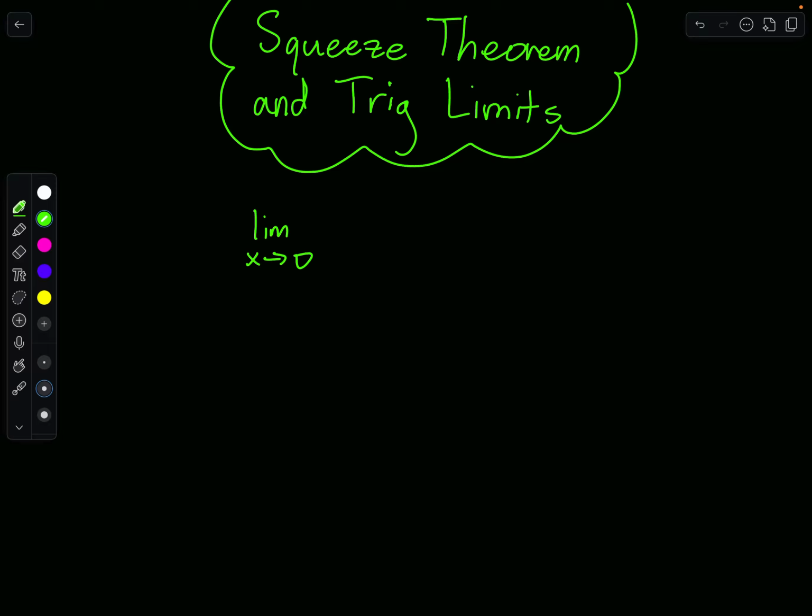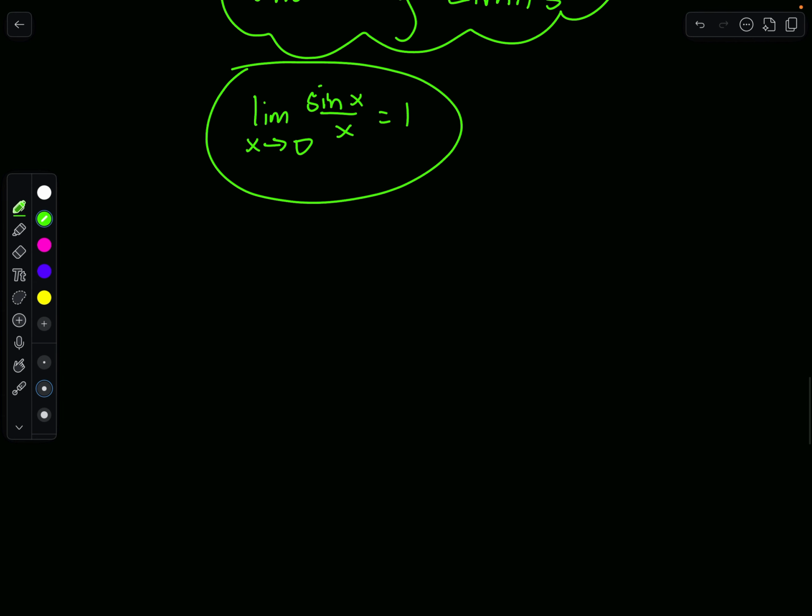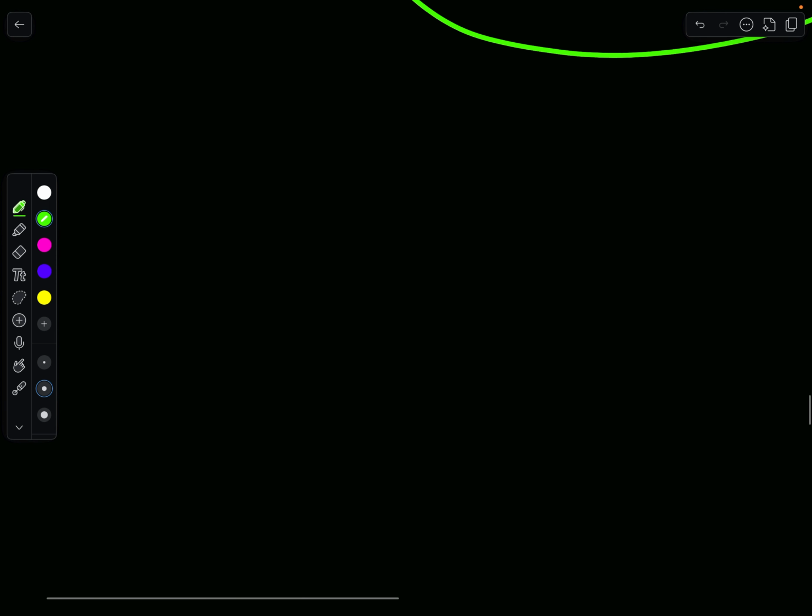So the limit as x goes to 0 of sine x over x equals 1. This is a very, very important limit in calculus. It shows up in derivatives, integrals, and many more places that you will see throughout this course.